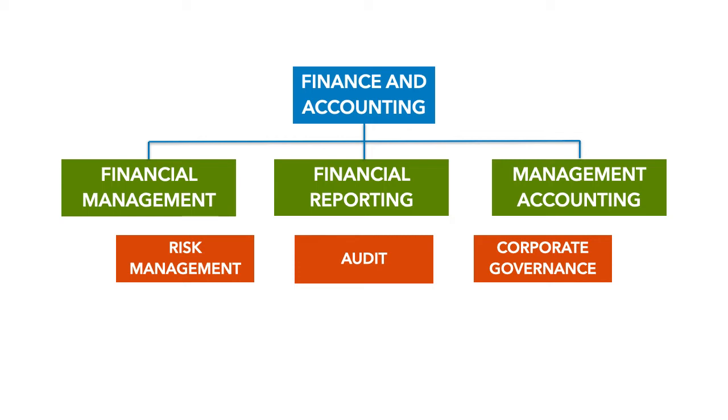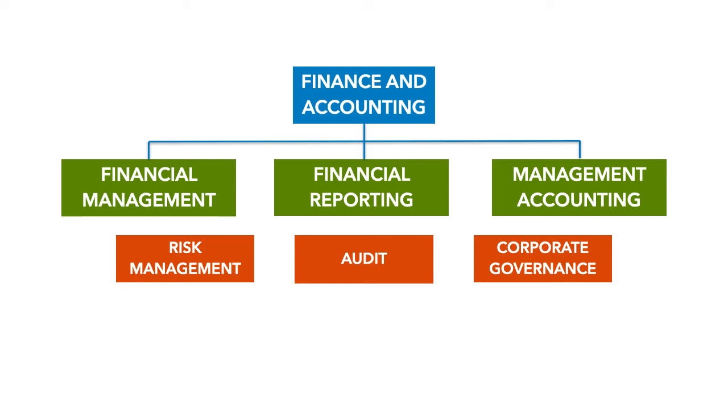An alternative way to look at finance and accounting is to subdivide it by different disciplines. Financial management, financial reporting, and management accounting are usually regarded as the main disciplines or areas of activity or study within finance and accounting. Other areas such as risk management, audit, and corporate governance are also relevant to any study of accounting and finance and to business decisions being made.